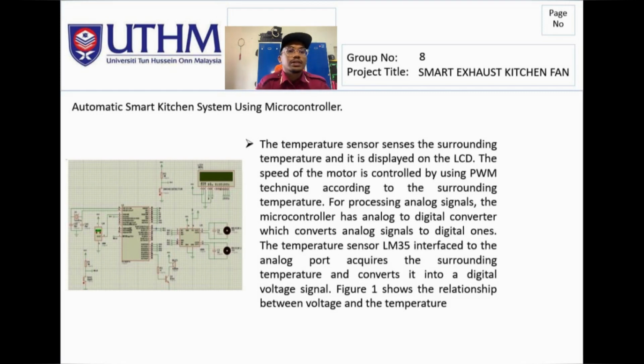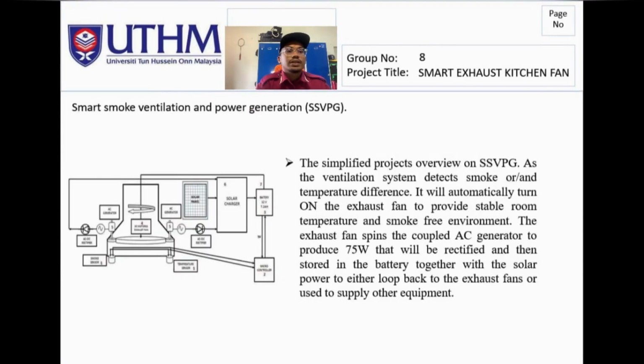Okay, for the second, we go to the smart ventilation power generation, smart smoke ventilation and power generator, SSVPG. Okay, this simplifies the project overview on SSVPG.